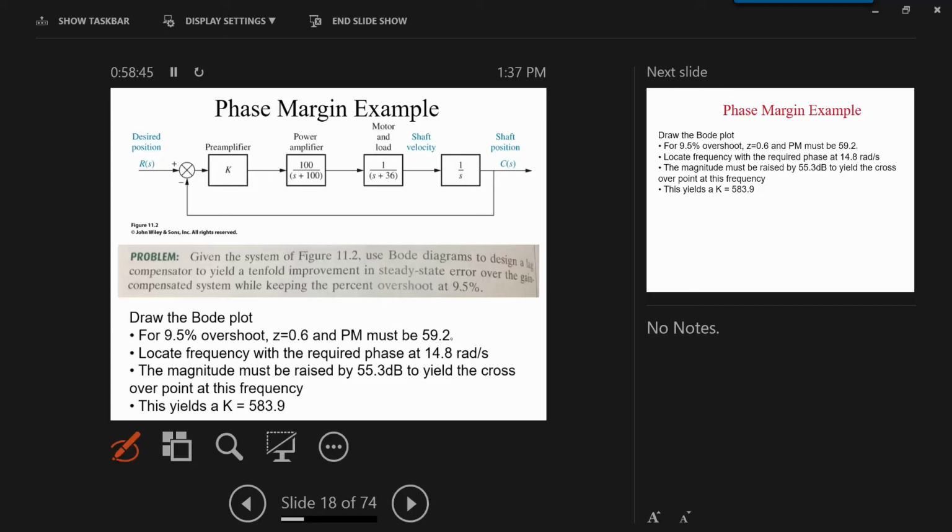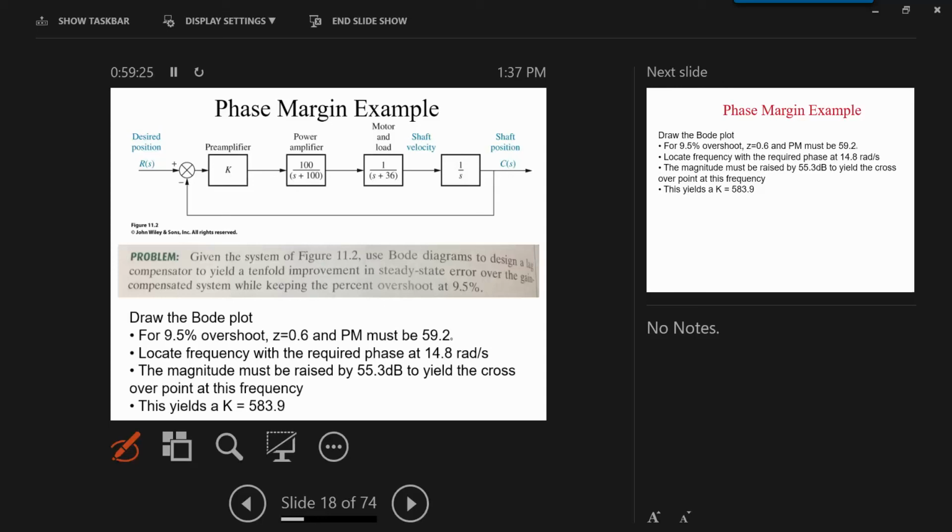Problem: for the position control system shown in figure 11.2, find the value of the preamplifier gain K to yield 9.5% overshoot in the transient response for a step input, using the frequency response method. So here we did not address any steady state response, only overshoot. So what do we need to do? Here, from the overshoot, we do the Bode plot. I did it with MATLAB, not the figure in the book. Okay, it's clearer.